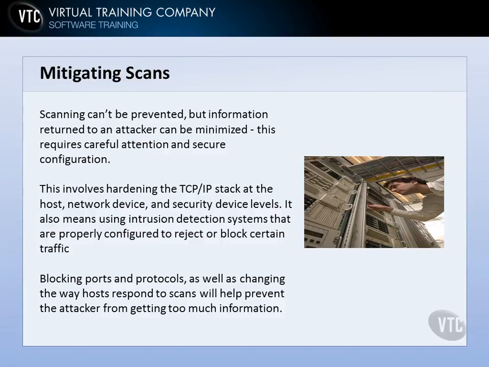Basically, what this involves is hardening the TCP/IP stack at the host level, the network device level, and security devices. That means firewalls and IDSs. It also means that you should use intrusion detection systems that are properly configured to catch this traffic as it's being sent by an attacker and to take action. That could either be to reject or drop the packets or to even block certain kinds of traffic that's out there. Now, blocking these ports and protocols, as well as changing the way different hosts respond to these scans, will all help you prevent the attacker from getting too much information about your network.